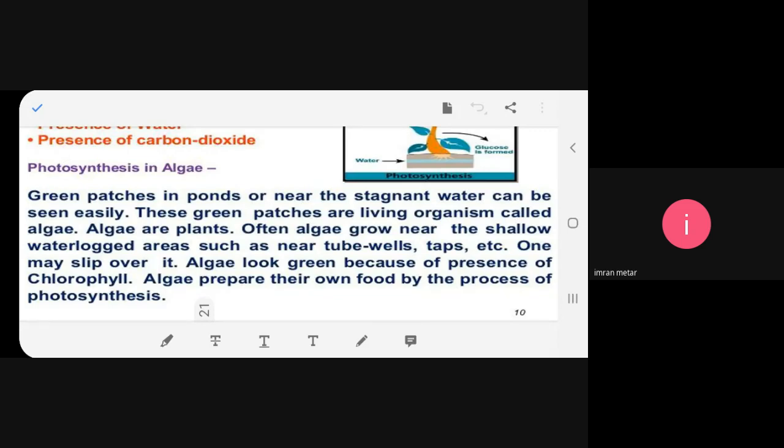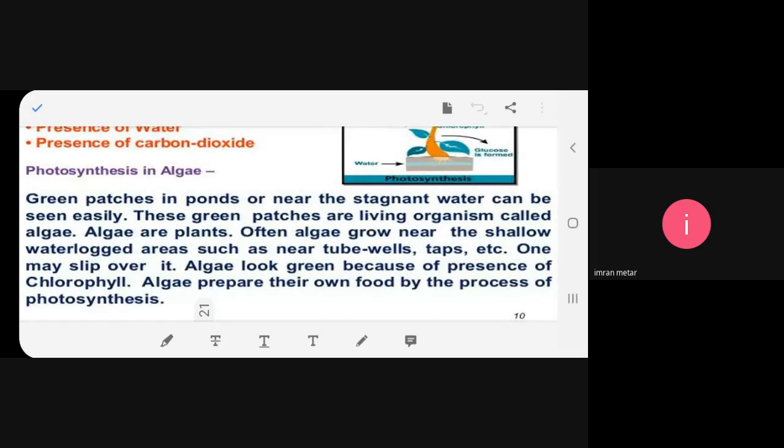So these green patches, yes, please read, beta. Let's see photosynthesis in algae. Read, beta. Photosynthesis in algae. Green patches in ponds or near stagnant water can be seen easily. These green patches are living organisms called algae. Continue with it. Algae are plants. Often algae grow near shallow, waterlogged areas such as near tube wells, taps, etc. One may slip over it.